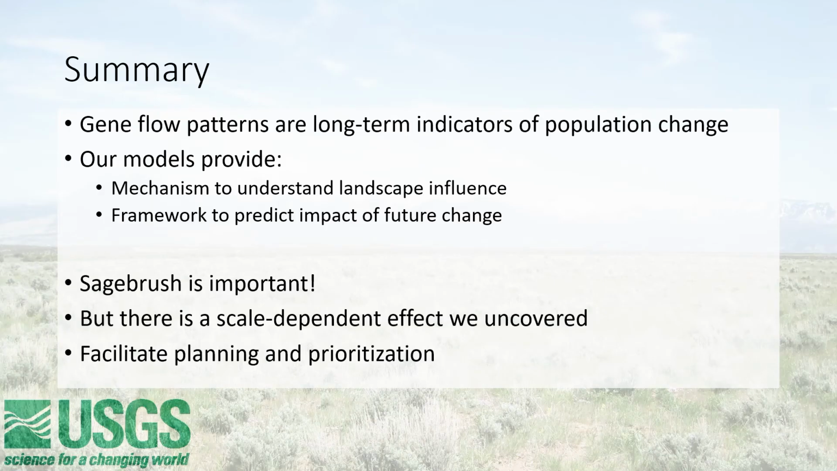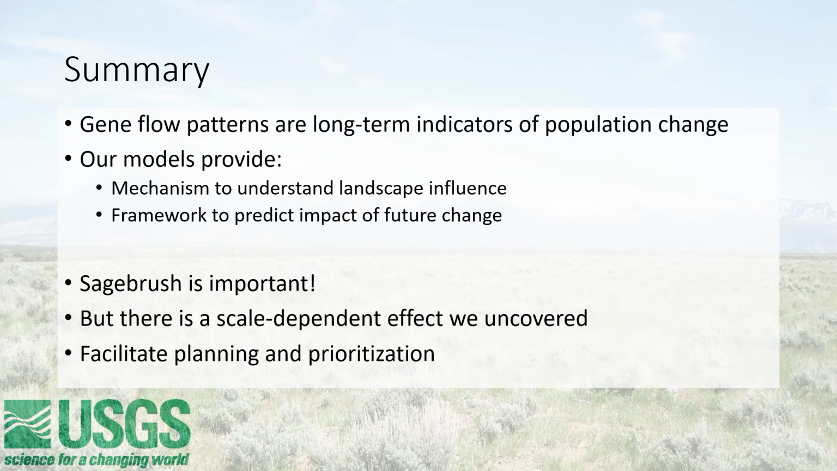So I just want to hit back on some of the main points. It's important to understand how the landscape influences gene flow patterns because it gives us an indication of long-term conservation concern in a way that we can't get at with other kinds of data. Our modeling efforts provide us with a mechanism to understand the way that the landscape influences gene flow patterns, and a framework that we can use moving forward to understand how we expect those to change in the future.